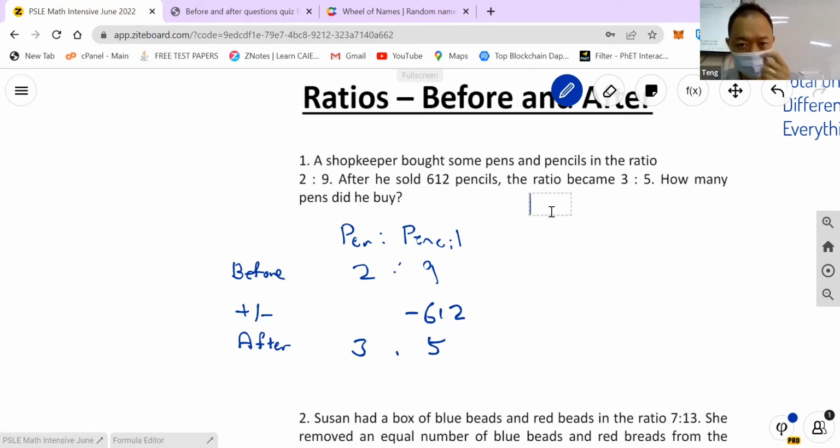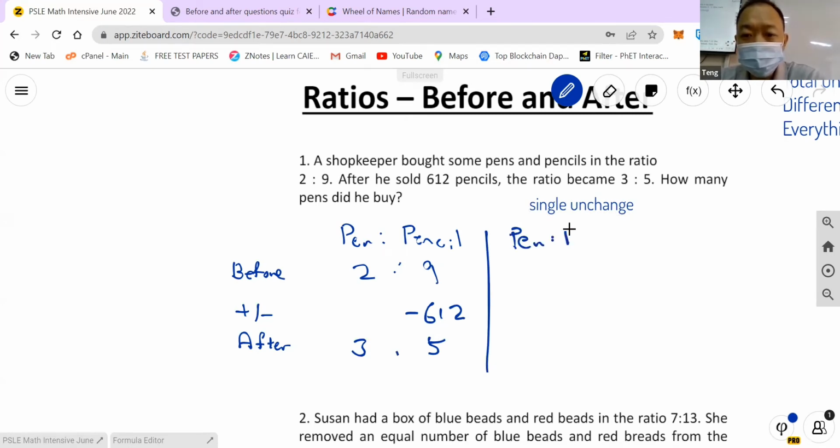How do we know that it's single unchanged? Matthew? Yes, the pen remains the same. So what do you do to the ratio when pen remains the same? What is the common multiple? 6. Great. If this is 6, the top row we multiply by 3, so it becomes 27. This is still minus 612. The bottom row we multiply by 2, so it becomes 10.